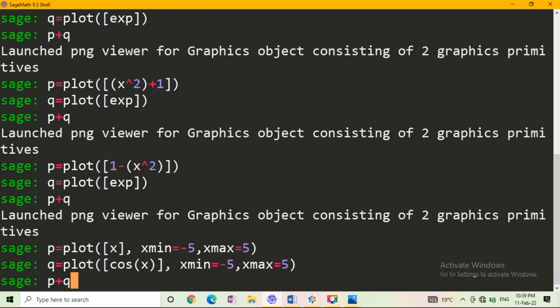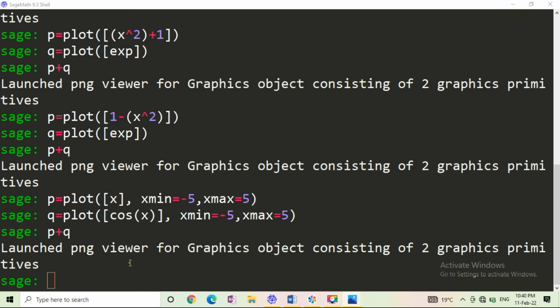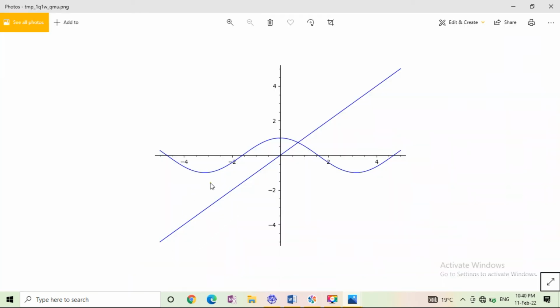In the desktop version you press enter, and in the online server you press the evaluate button, and look at the graph of these two functions. In the given equation cos x is equal to x, you see the line y is equal to x intersects the graph of cos x at a point, this one. So the equation cos x is equal to x has one solution.